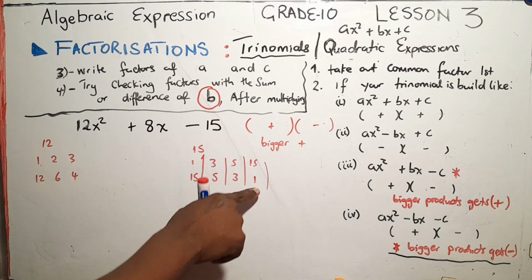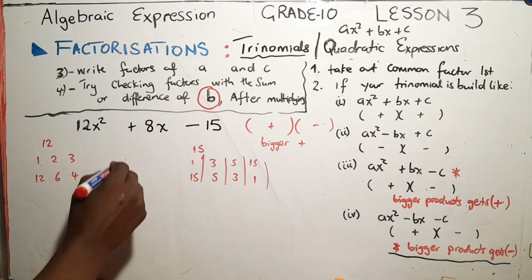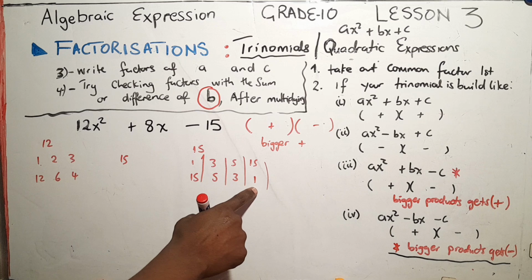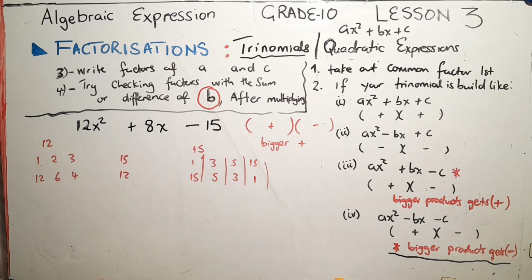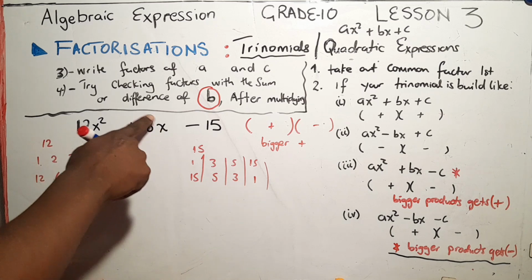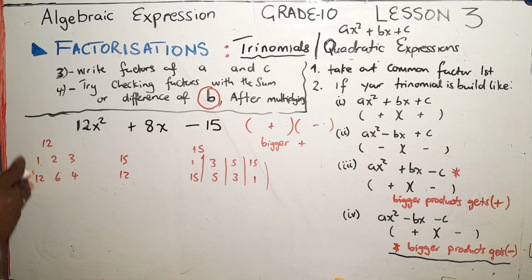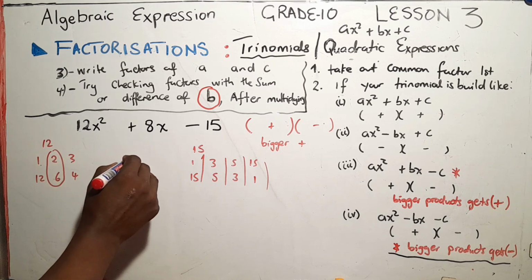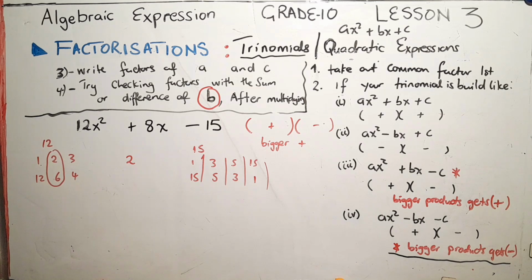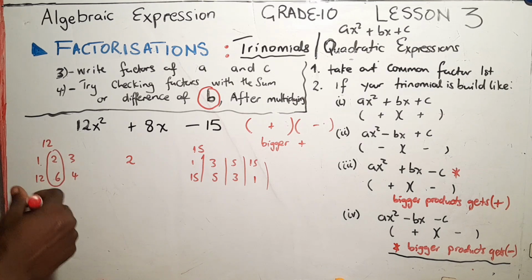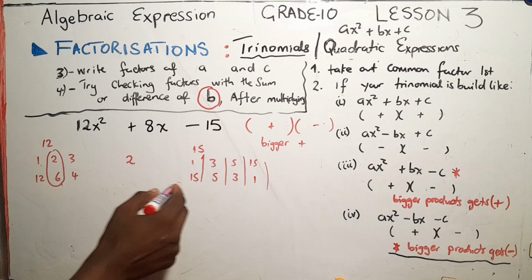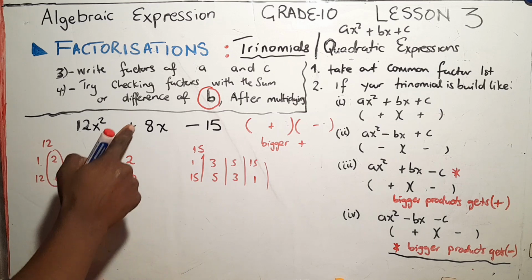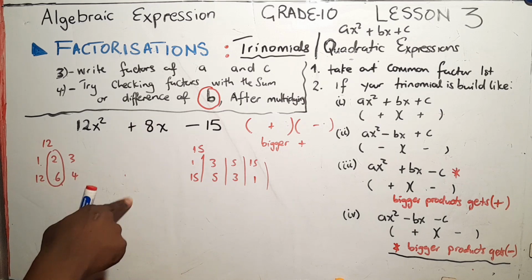So let's try this and these values. 1 multiplied by 15, that's 15. And 12 multiplied by 1, that's 12. So this as well cannot give us the sum or the difference of that. So it means that this won't work out. So let's try 2 and 6. So if we multiply 2 multiplied by 1, this gives us 2, and then 15 by 6. 15 by 6 gives us 90. So they don't have the difference of that. So we can cancel that out as well.